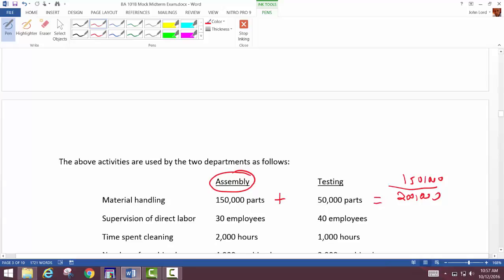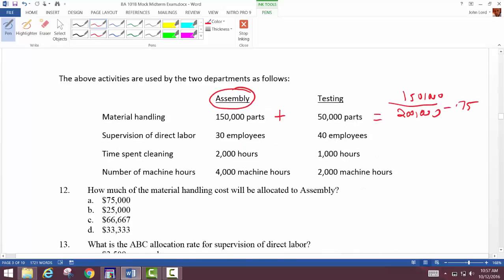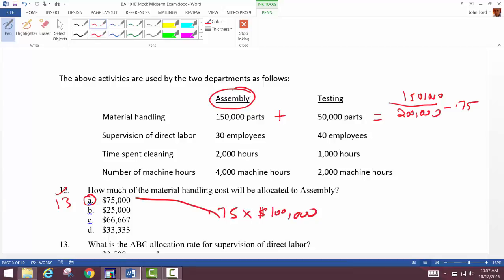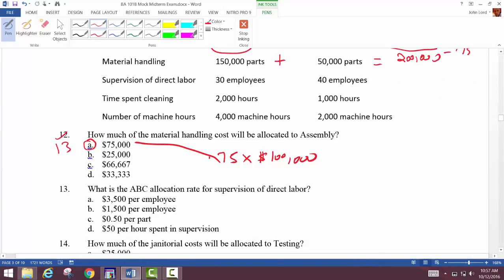So I take 0.75 times the 100,000 cost for materials handling, which means I should have allocated what? 75,000 over here. Okay. And that was number what? 13. That was number 13? Okay, good.